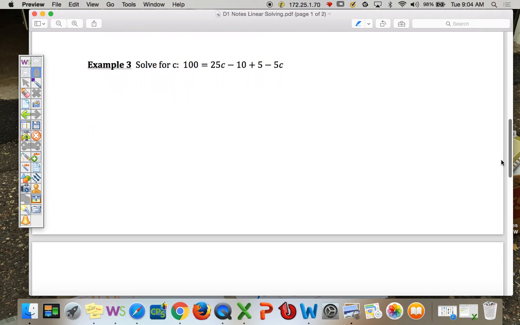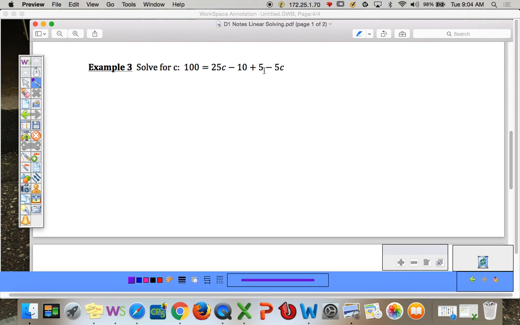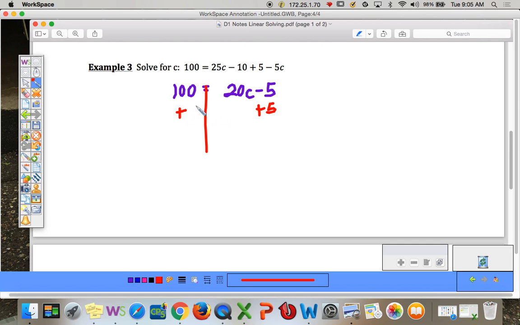Let's solve for c here. First step, combine like terms. So on the right-hand side, we have 25c minus a 5c. So we have 100 equals, we have 20c. We have negative 10 plus 5, which will leave us with negative 5. Opposite order of operations, we're going to get rid of the minus 5 first. We'll add 5 to each side. We get 105 equals 20c. Divide each side by 20. So let's check our answer, 105 divided by 20. And we get 5.25.